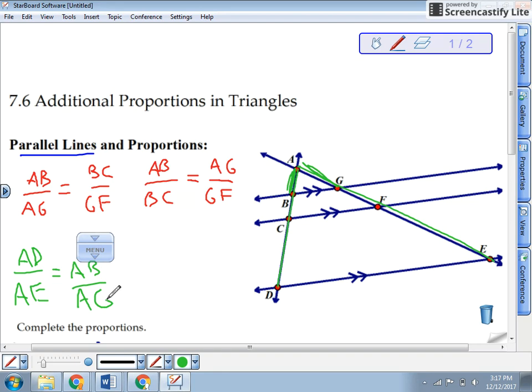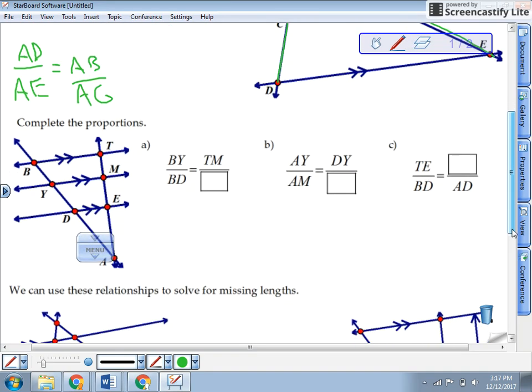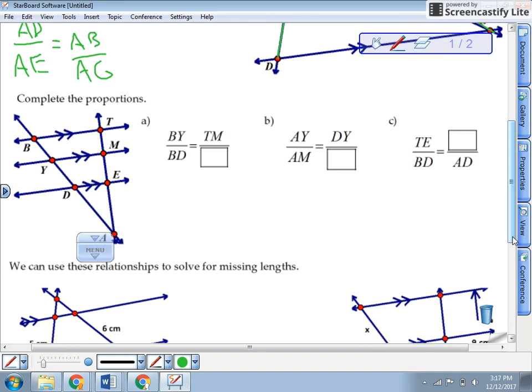Now let's get to an example to get the pattern. Here are some parallel lines going through two lines, and again, it divides those sides proportionally. As we look through it, it says BY, which is right here, is to BD. So that little piece to the whole piece. On this side, we're going to go TM, that little piece on the right. What's the whole piece? TE. So we'd say TE here. And that's how these work. Just find how they're setting them up, and create the proportion.